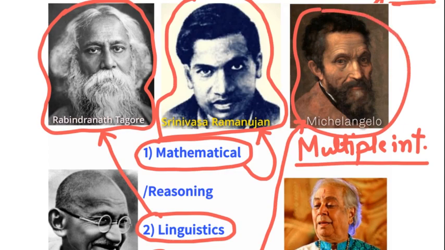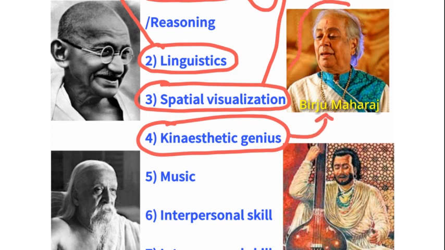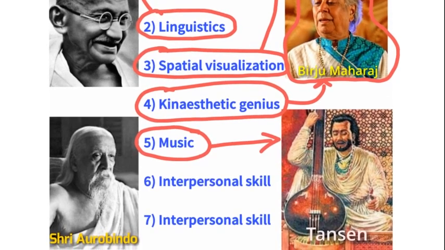Next, intelligence is kinesthetic genius, and the related activities are physical fluidity and grace, as in classical dance and Olympic gymnastics. Birju Maharaj can be considered a great practitioner of this activity. Next type of intelligence is musical, and great musical compositions of West and East are related activities with this type of intelligence. And Tansen, Tyagaraja can be considered great practitioners of this activity.